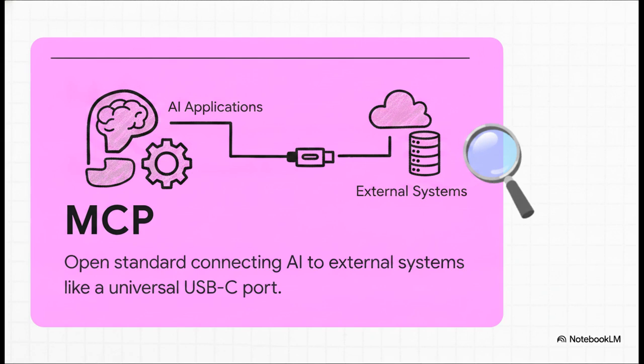Enter MCP. Introduced by Anthropic, the Model Context Protocol is an open-source standard that acts exactly like a universal USB-C port for AI applications. It's a real game changer. Just as USB-C gives us a standardized way to plug in devices, MCP provides this incredibly clean, universal connection between AI apps and external systems. It completely eliminates the burden of that chaotic web of custom adapters.